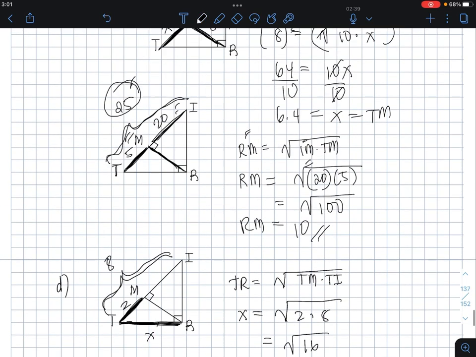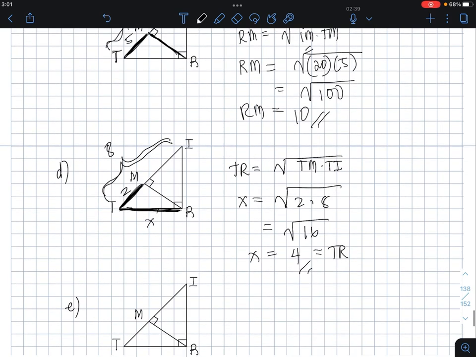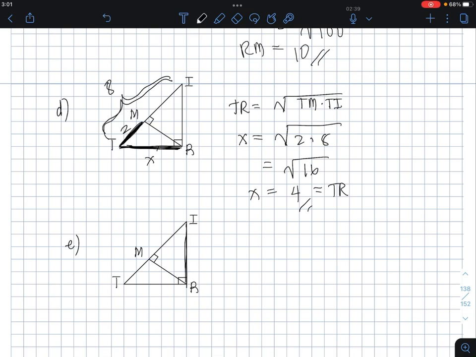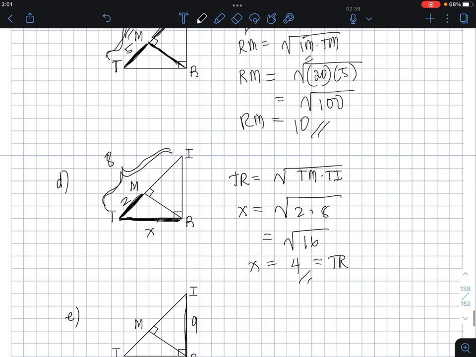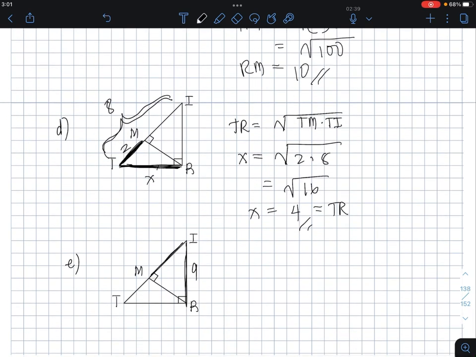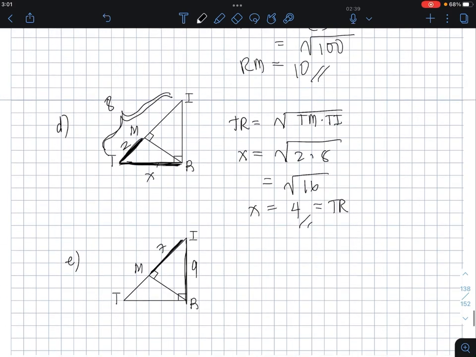So, again, for E, we have IR is equal to 9, IM is equal to 7, find TM. So, hanapin daw natin itong TM. Let's say X. So, ano yung pwede natin gawing equation?